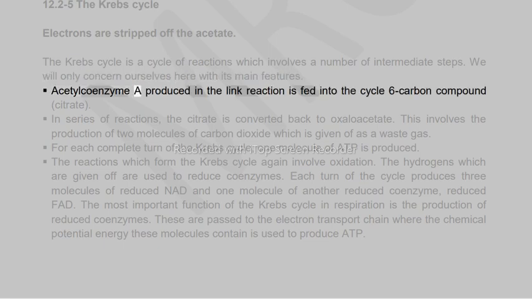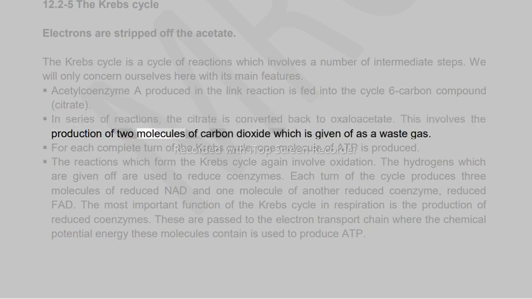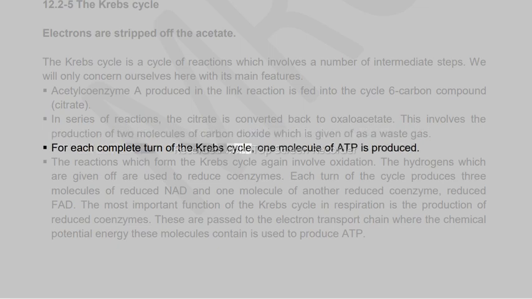Acetyl coenzyme A produced in the link reaction is fed into the cycle, combining to form the 6-carbon compound, citrate. In a series of reactions, the citrate is converted back to oxaloacetate. This involves the production of 2 molecules of carbon dioxide, which is given off as a waste gas. For each complete turn of the Krebs cycle, 1 molecule of ATP is produced.